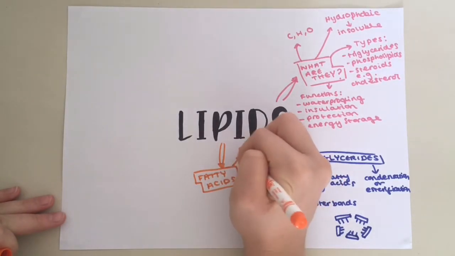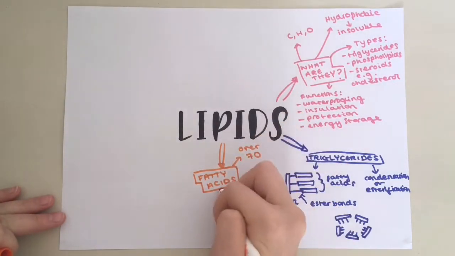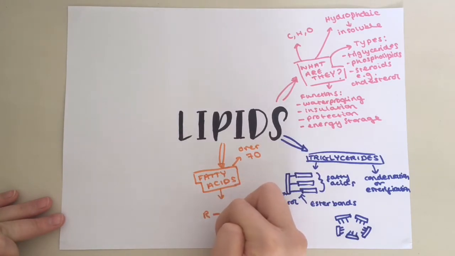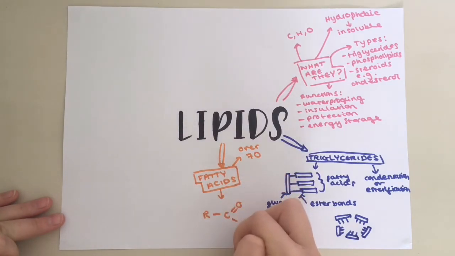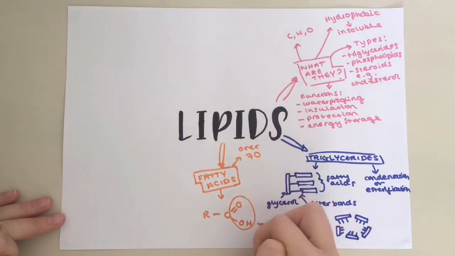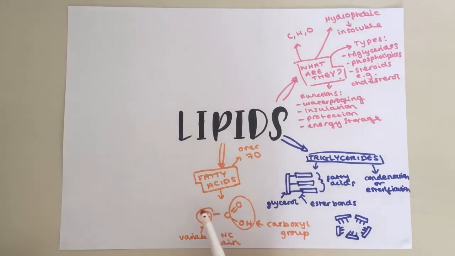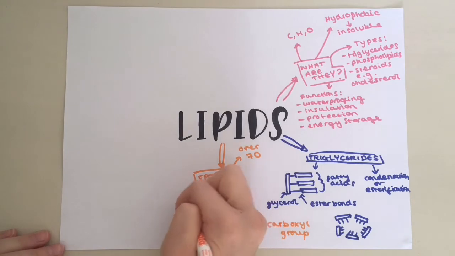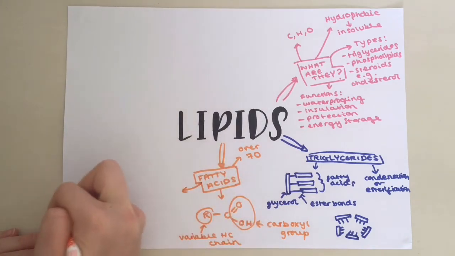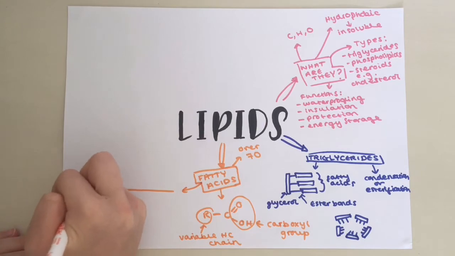There are over 70 different fatty acids. They look fairly similar, so they have this C double bond O single bond OH, which is known as a carboxyl group. And then they've got this variable hydrocarbon chain, which is represented by R. So this could just be one C attached to 3 H's, it could be a really long chain, depending on the fatty acid. But these chains can be either saturated or unsaturated.